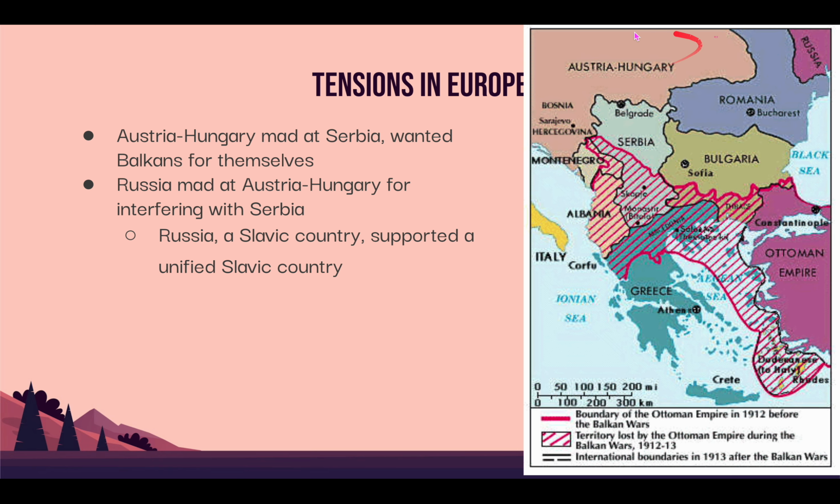Austria-Hungary, which is right up here to the north, was really mad at Serbia because they wanted the Balkans for themselves. Russia, which is right next door over here, was mad at Austria-Hungary for interfering with Serbia wanting to make a unified country. The reason why Russia was friends with Serbia is because Russia is also considered a Slavic country. So they also have a very similar culture to all these little countries down here. And Russia supported a unified Slavic country.